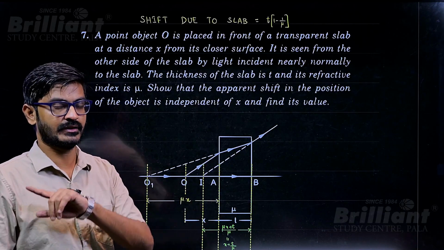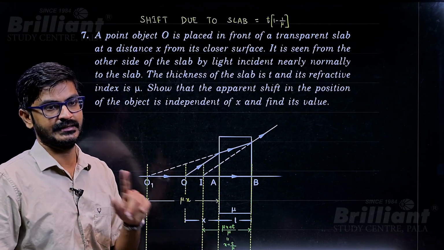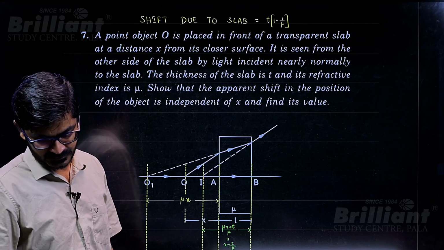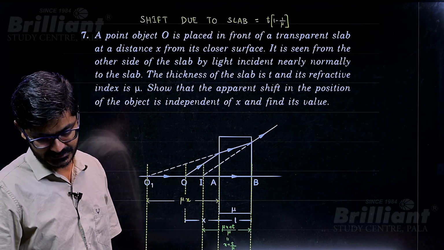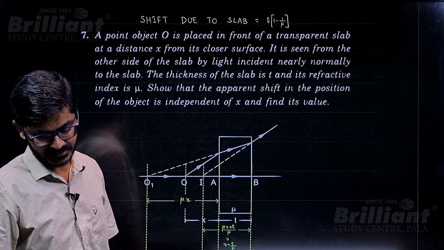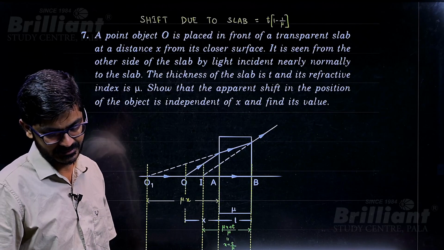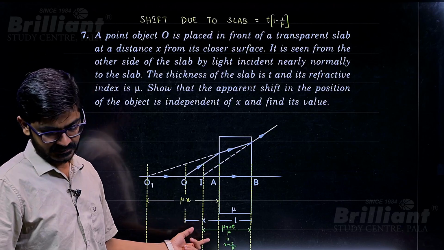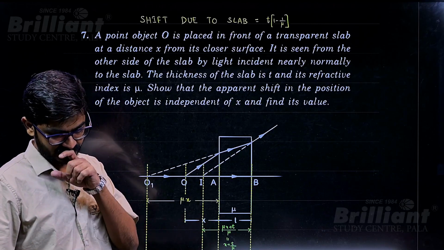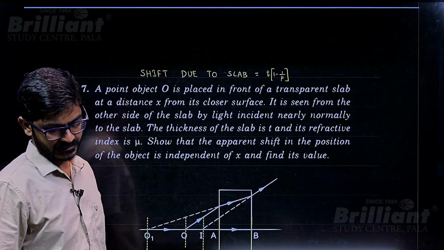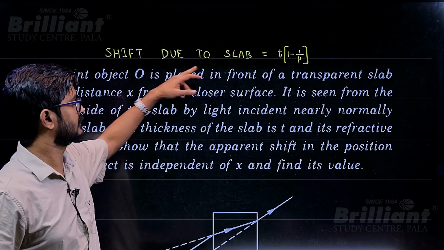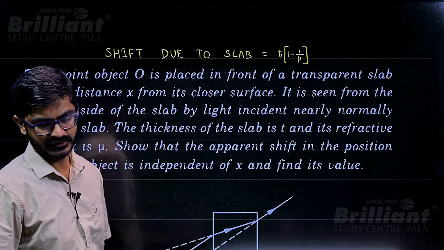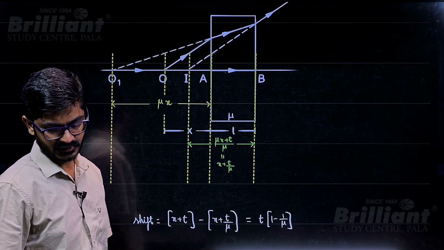So we can go with whatever we have derived, mu into h or t by mu. The thickness of the slab is t and the refractive index is mu. Show that the apparent shift in the position of the object is independent of x. So they are saying the shift is not going to depend on the x value, and find its value. So basically they are asking you to prove the shift due to the slab is that much, and you need to remember that result. So we will see the formal derivation.